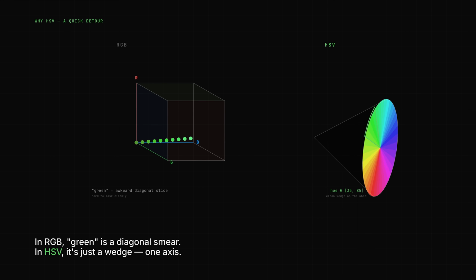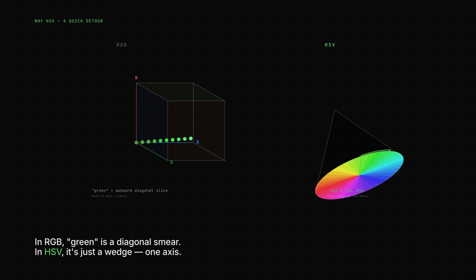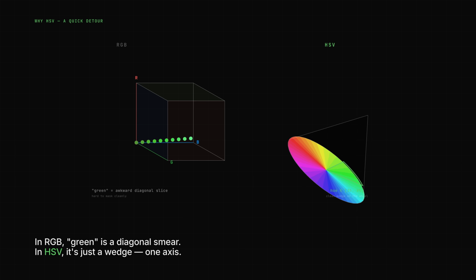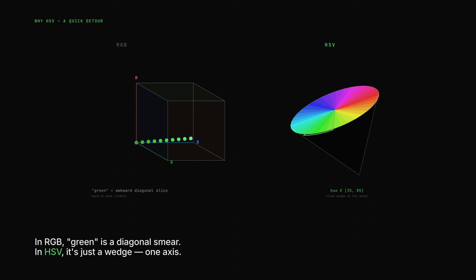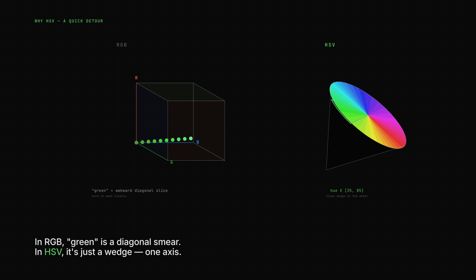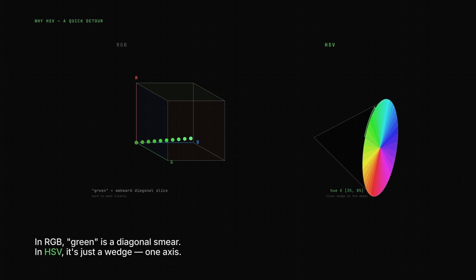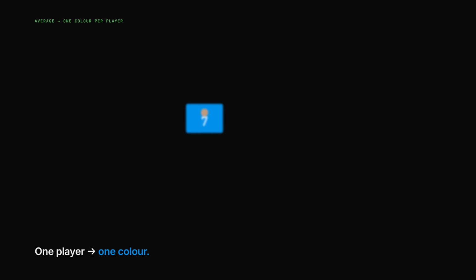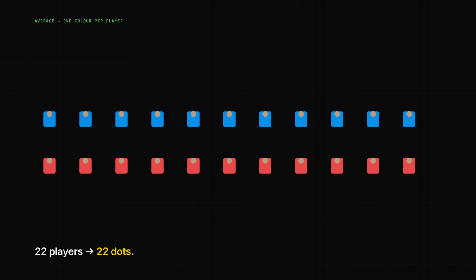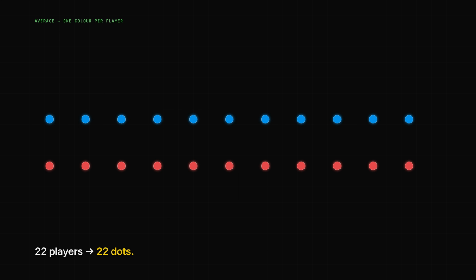Well, there's a problem with the standard RGB color. Green is a messy, dangling smear, but in HSV it's just a clean wedge on the color wheel. So what we need to do is filter out the green hue, sweep the image, and we're left with the pure jersey pixels. Now we average those remaining pixels and turn each player's jersey into a single pure color dot. We do it for all 22 players on the pitch, and we get 22 color dots.